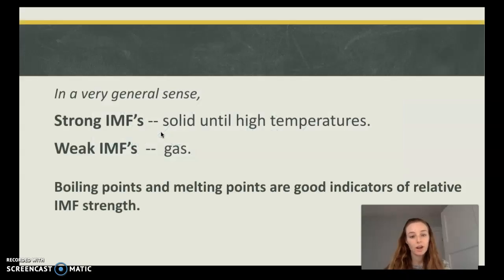In a very general sense, strong intermolecular forces, such as hydrogen bonding or stronger IMFs that we see, are solid until really high temperatures, and then weak IMFs a lot of times are gas. So that's why we talk about chlorine being gas, and we saw that example of London dispersion forces that are very weak being gaseous. And then boiling points and melting points are very good indicators of about how strong something is. So like we said, strong IMFs, solid until high temperatures, so that can help us see, okay, if this molecule is solid until high temperatures, it's probably going to have pretty strong intermolecular forces.